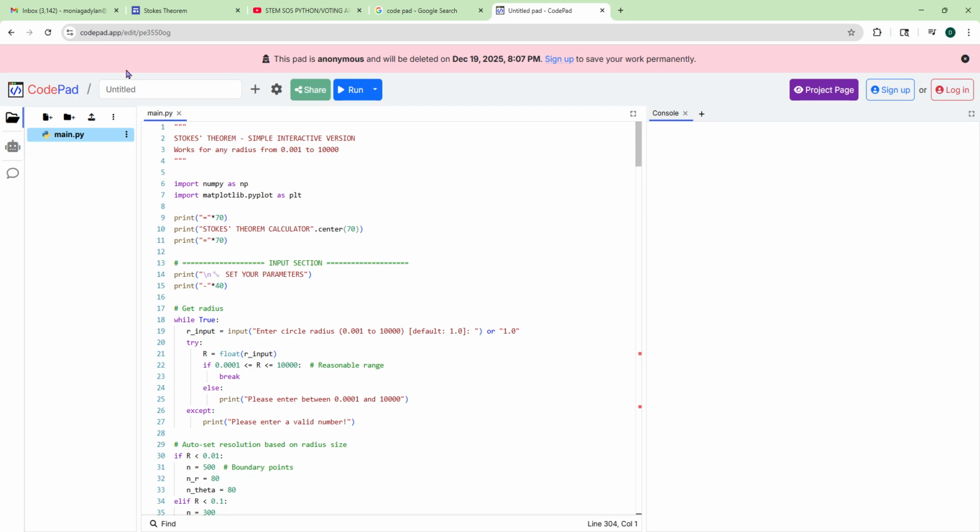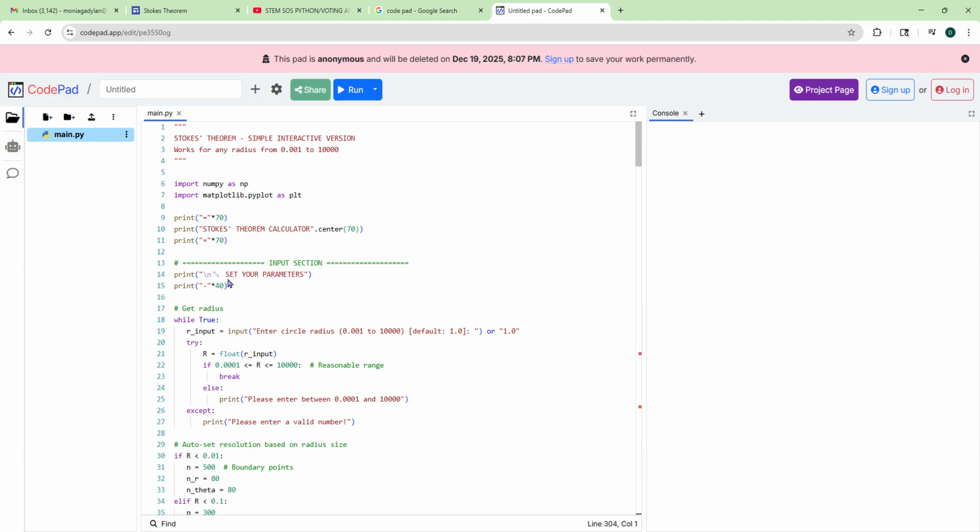Hi, this is our project overviewing the Stokes theorem. The Stokes theorem is a theorem that tells us that if we know the circumference of a shape, we know what's also happening inside of the shape. So lines 1 through 15 tell us what is going on and what the program is going to be.